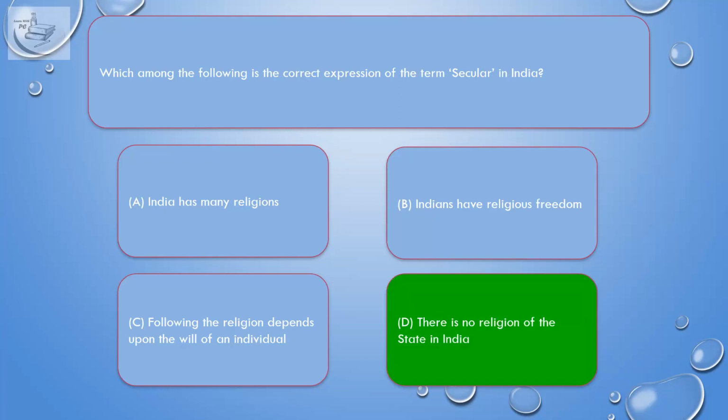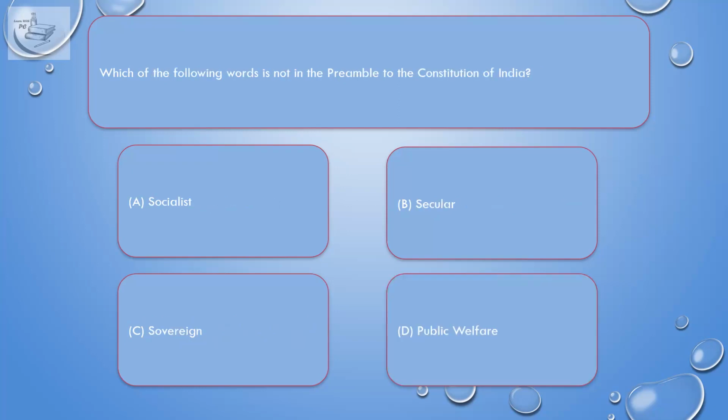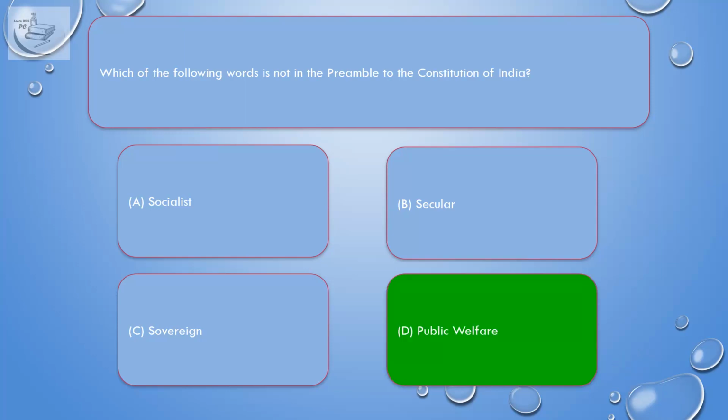Correct answer is D. There is no religion of the state in India. Question: which of the following words is not in the preamble to the Constitution of India? A. Socialist, B. Secular, C. Sovereign, D. Public welfare.